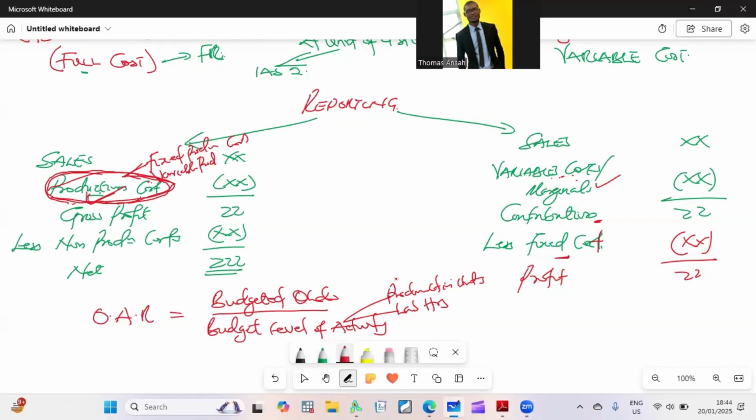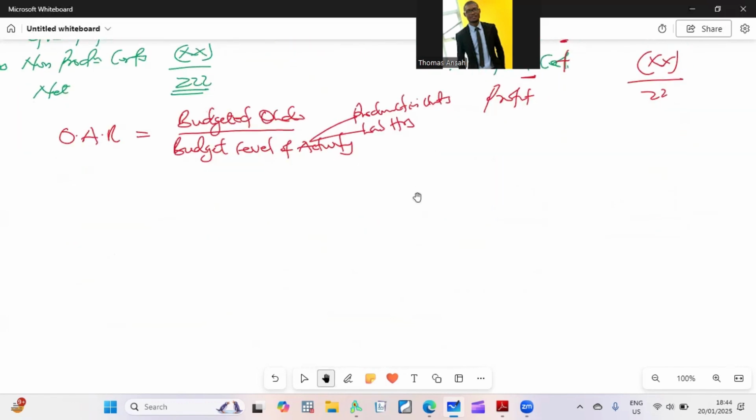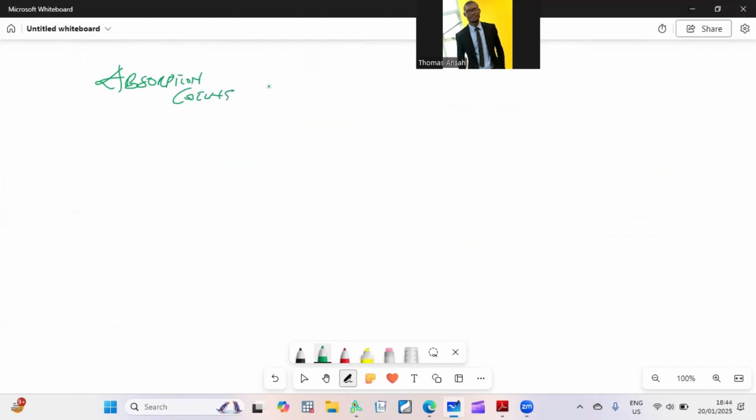Okay. That said, we are going to take a full template of what we use to do reporting, either absorption or marginal. So here I will use here for my absorption again. How do you do? So absorption costing reporting. Absorption costing reporting. And I will use here for marginal costing reporting.